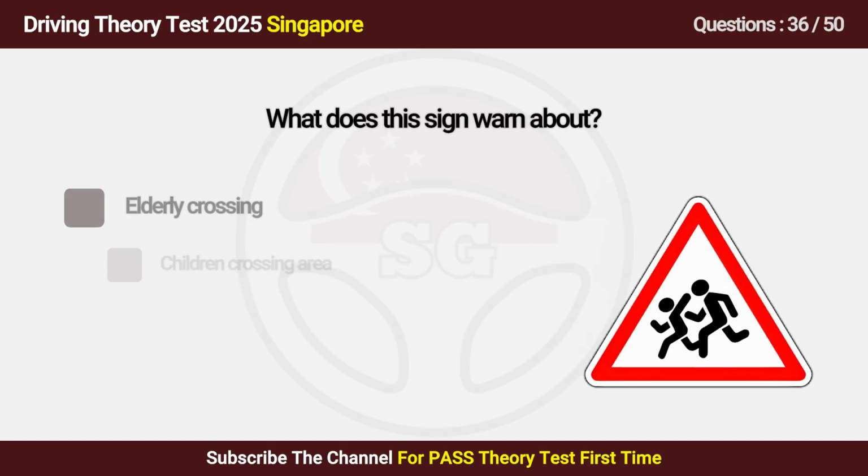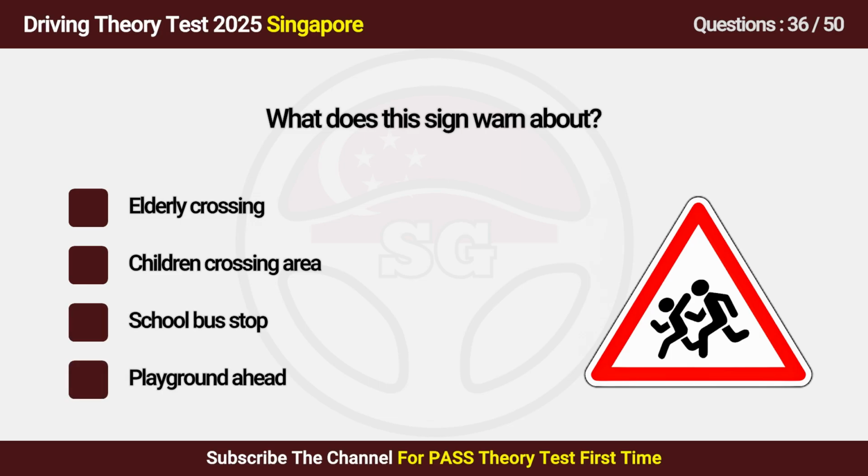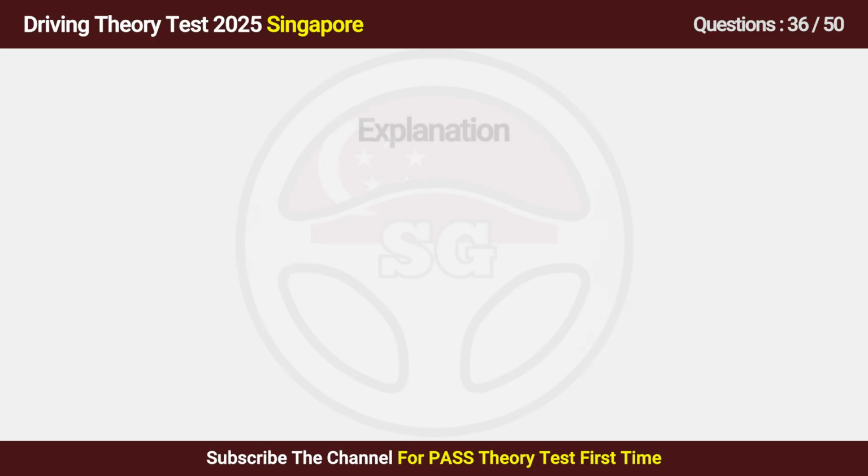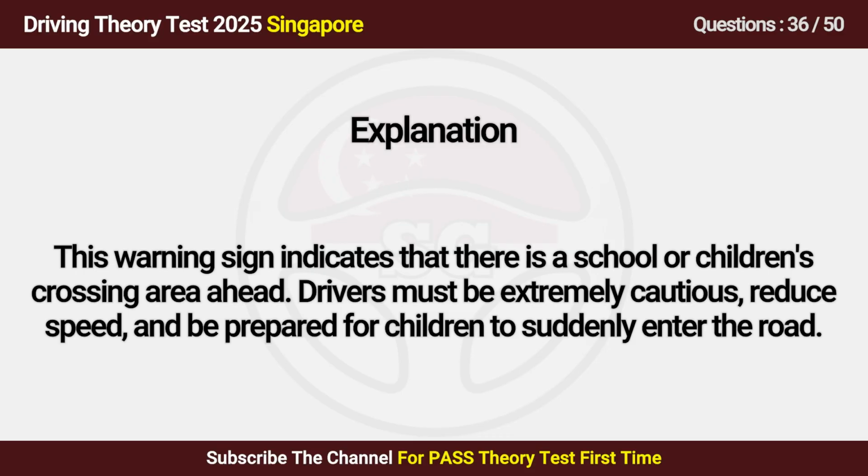Question 36. What does this sign warn about? A. Elderly crossing. B. Children crossing area. C. School bus stop. D. Playground ahead. Answer is B. Children crossing area. This warning sign indicates that there is a school or children's crossing area ahead. Drivers must be extremely cautious, reduce speed, and be prepared for children to suddenly enter the road.